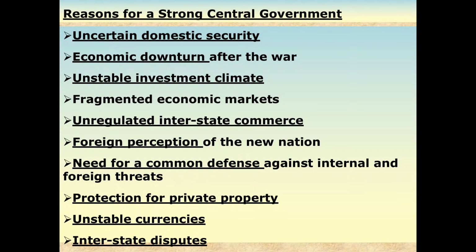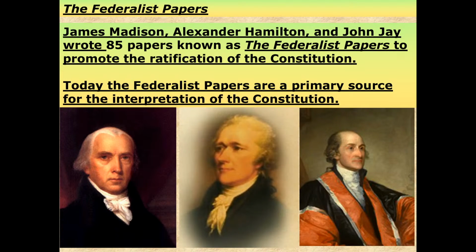Foreign dignitaries must think we're nuts because we can't get our crap in order here. We need to, like, provide for the common defense. We need to have a stable currency. We need to settle interstate disputes and just, yeah, get it together. So the Federalists are really going to try to convince people to join their side and adopt the Constitution by writing such things as the Federalist Papers.